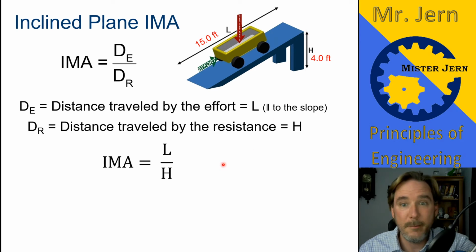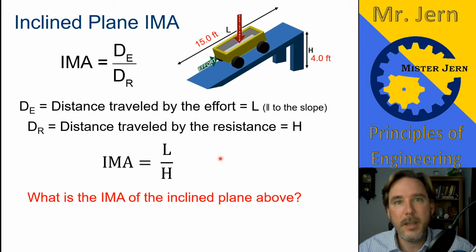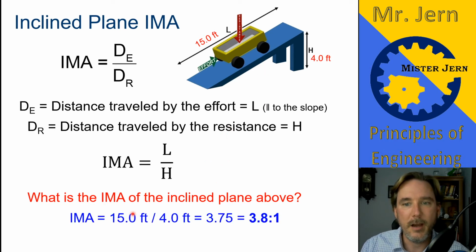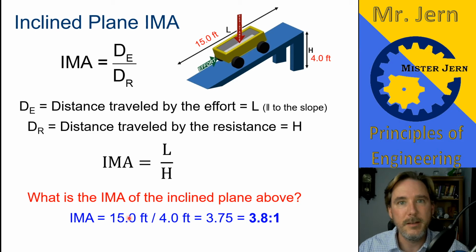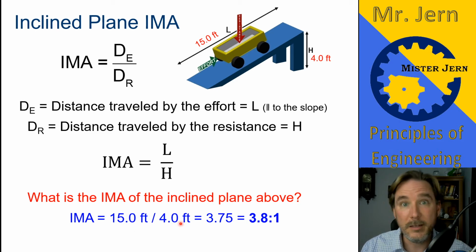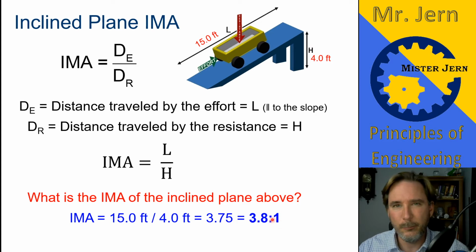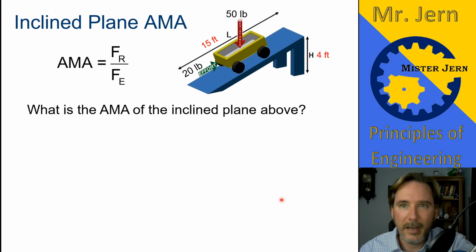So what is the IMA here? Well, it's going to be the length divided by the height. To calculate the IMA of this inclined plane, we take our length, which is 15 feet, divided by the height, which is 4 feet. The feet will cancel out. We're left with 3.75. We round that a little bit, and we get a ratio of 3.8 to 1. So that's kind of nice. It's a pretty decent IMA.